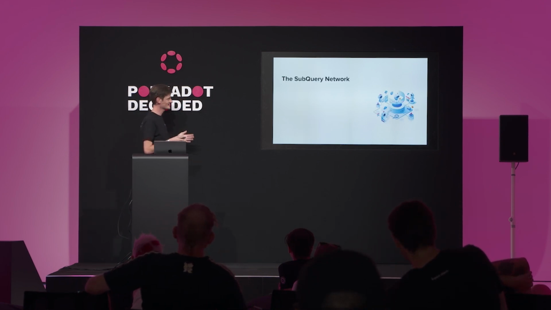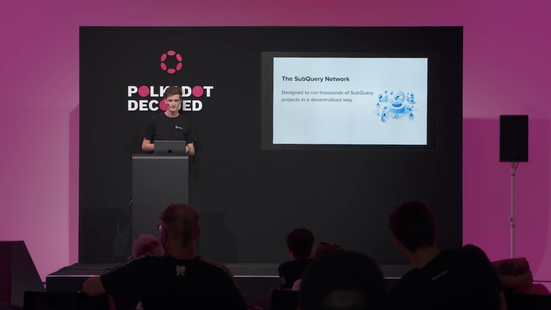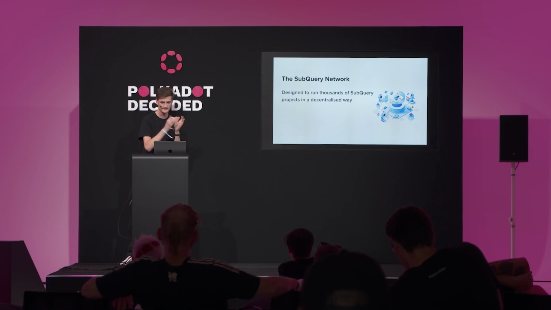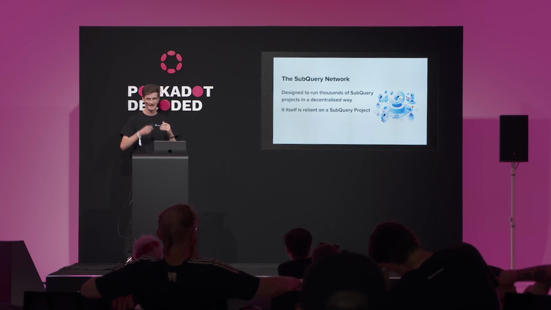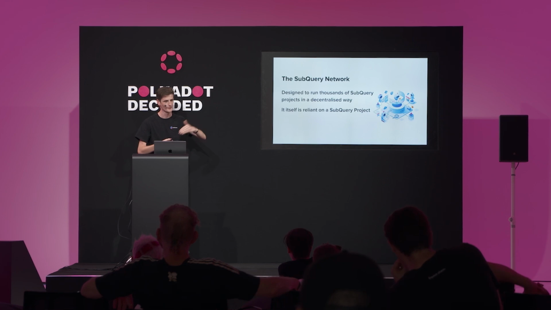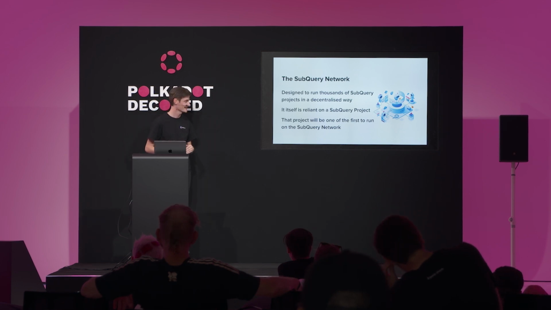And that's one of the outcomes here, that this SubQuery Network, the application that we built, is designed to run thousands of SubQuery projects in a very decentralized way. We already have hundreds in our managed service. We're shifting them over to the network as soon as it's ready. It's designed to scale. It's designed to support not just Polkadot, but all these other layer ones. That SubQuery Network itself is reliant on the SubQuery project to index that data that you see in the UI that you can then use to access the network. And so, in a way, that project that we have used to index data for the SubQuery Network application will be actually the first project that will run on the network. So we've got a little bit of an inception happening here.